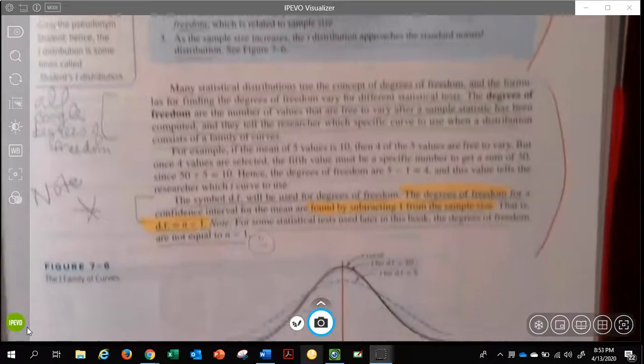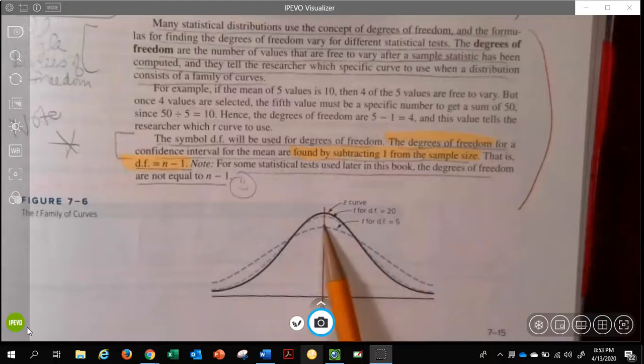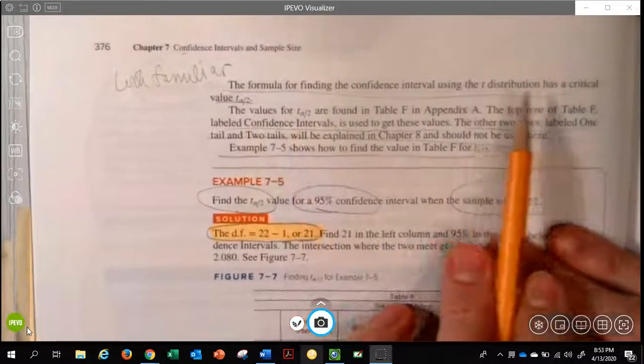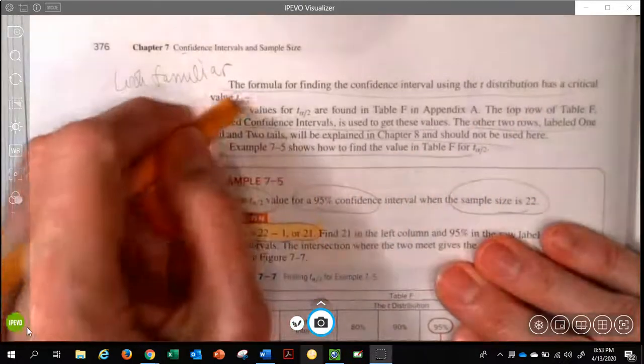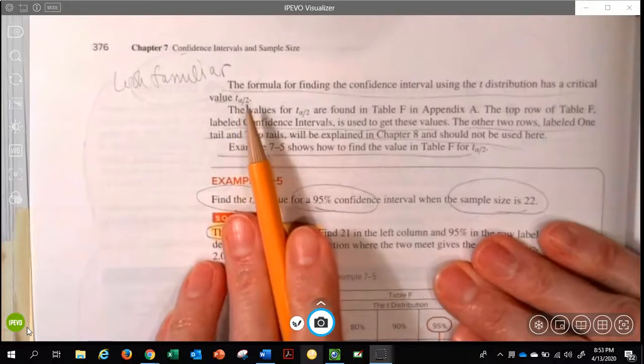And here's a quick picture of the z-curve. And then as we have a degree of freedom of 5, but then it increases to degrees of freedom of 20, which the sample size would have been 21, it approaches closer to what the z-curve looks like. It approaches more like a normal distribution. I wrote look familiar here because the formula for finding this is going to have critical values, t sub alpha over 2.